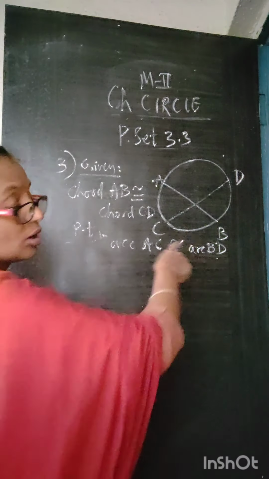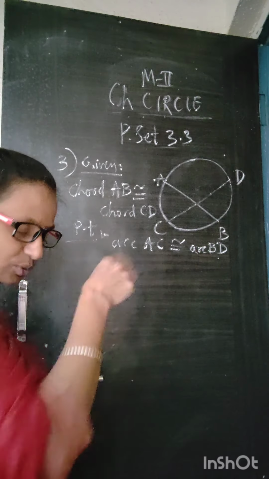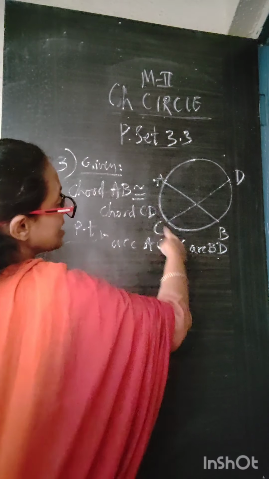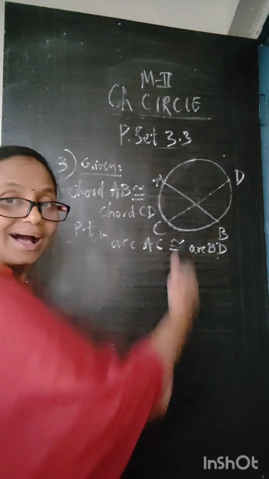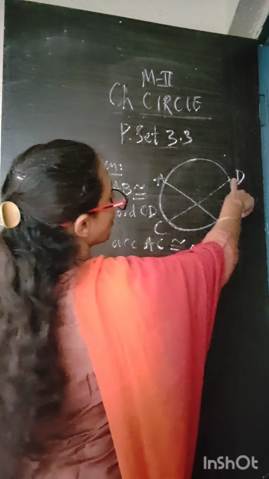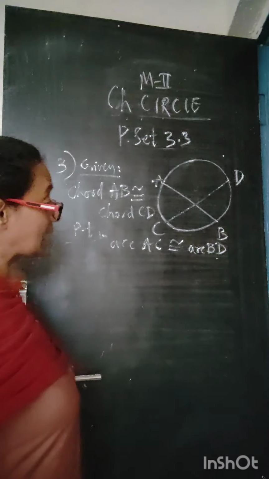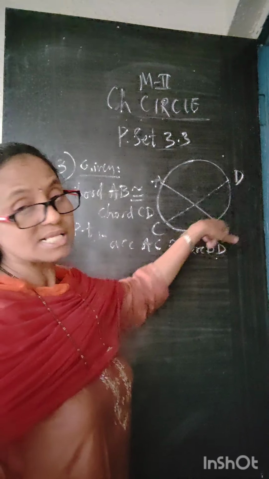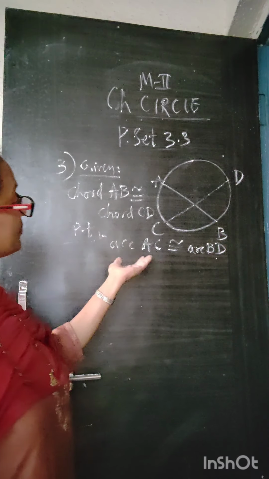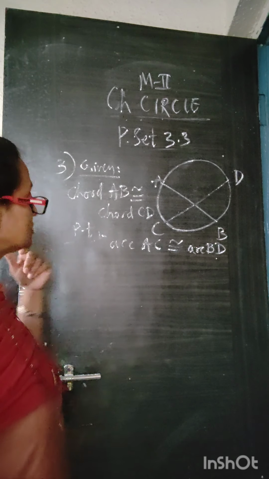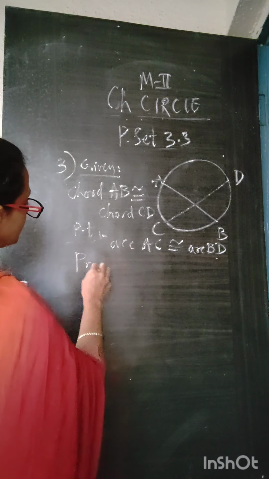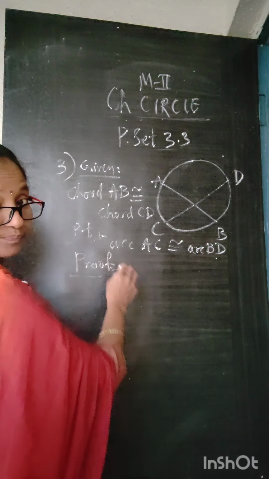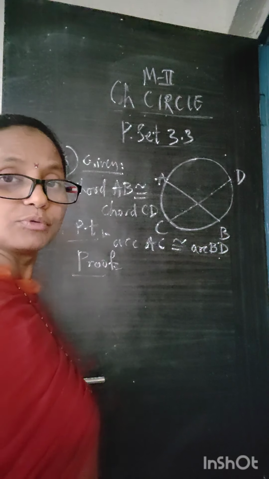So if AB is the congruent chord, what is the corresponding arc to AB? Arc ACB or arc AB. And the other congruent chord is CD. The corresponding arc to this congruent chord is arc CD. So we just have to apply it. Let us write down the proof.